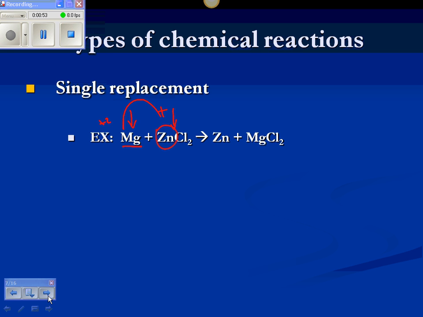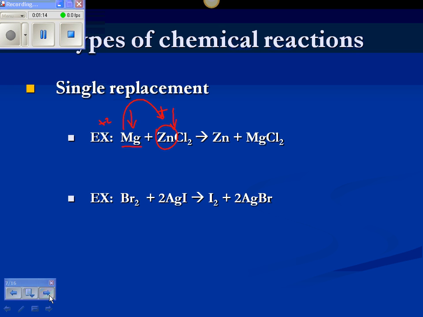What's going to happen is it's going to replace that similar charge because it has a higher affinity towards chlorine. Essentially, it has a stronger attraction force, and it will kick out zinc. So we see basically just kicking out those, and that's all that's going on.